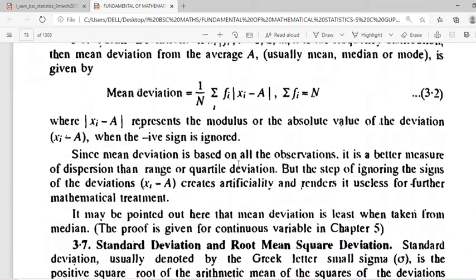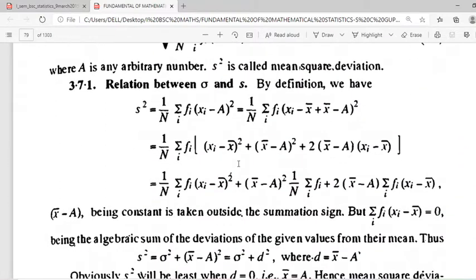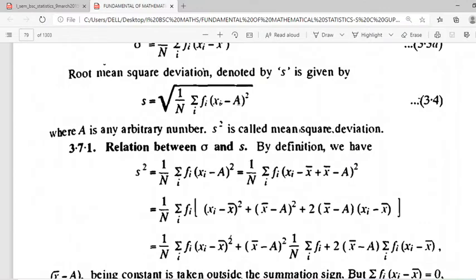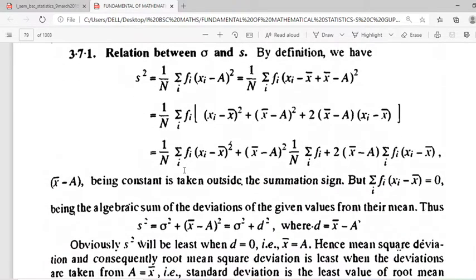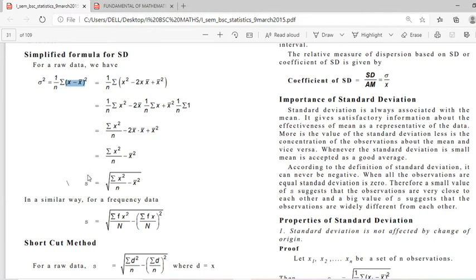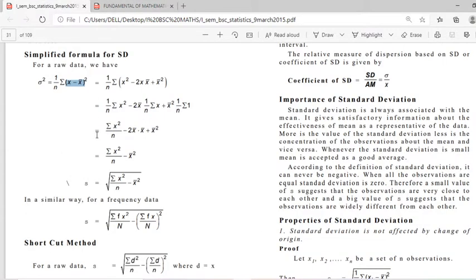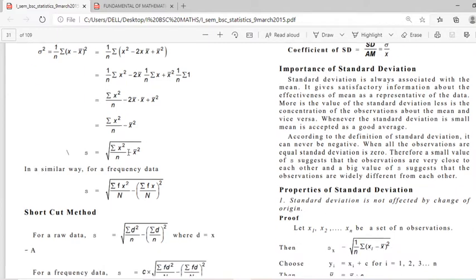That much information is given in this section. If x bar is replaced with a, then that is called root mean square deviation. So there is a relationship between root mean square deviation and sigma square. Let us look at that relationship first. In that book S is denoted for standard deviation, but in the book of Fundamentals it is denoted for root mean square. Anyway, you should remember that difference.